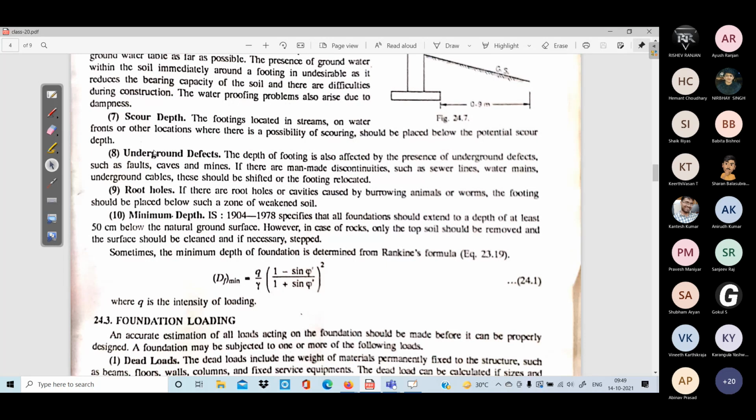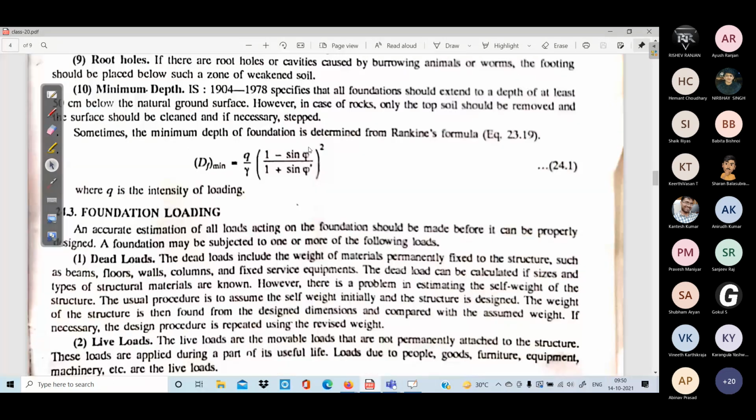So Rankin, this guy has given already. We have a minimum depth, and the IS code also adopted that one. So the footing should be at least 15 centimeter below the natural ground, that means half a meter. Okay. However, in the case of rocks, only the top should be removed, and this is the minimum. This formula is a very important formula. They will ask in the GATE exam. Minimum depth I have told you last time only.